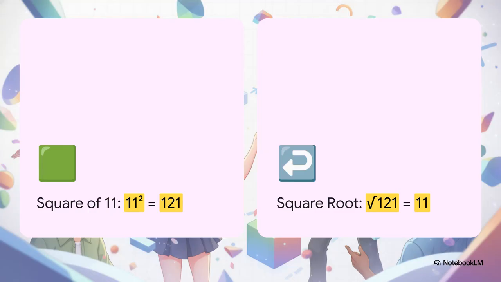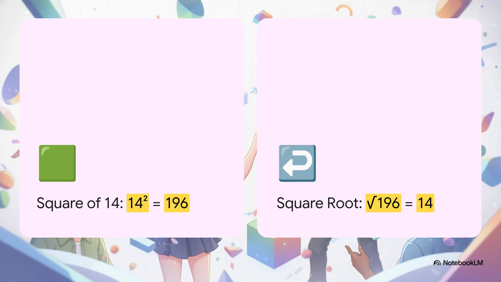Moving right along to section 2, the relationship of squares and roots. This inverse relationship is honestly brilliantly simple. If we take 11 and square it, multiplying 11 by 11, we get 121. But if we work backwards and ask for the square root of 121, it acts exactly like an undo button. It brings us right back to our original 11.